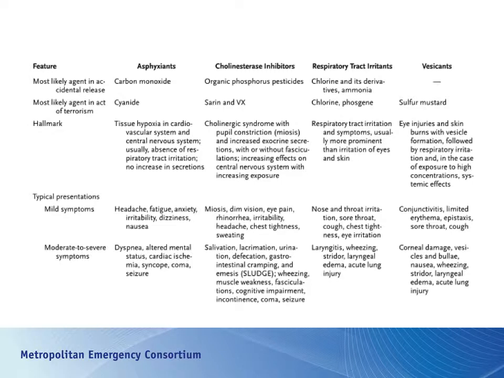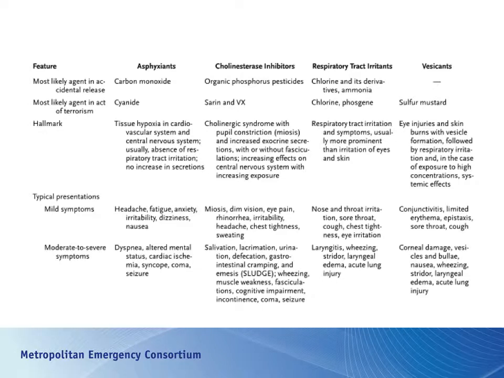If we're just looking at clinical features with asphyxiants versus the cholinesterase inhibitors or the nerve toxins versus the irritants. Carbon monoxide is the most common asphyxiant we'll see, although cyanide is out there. It is a metabolic poison, so these patients tend to develop hypoxia and cardiovascular and CNS complications. Mild symptoms typically are headache and fatigue. More severe symptoms are altered mental status and cardiac arrest.